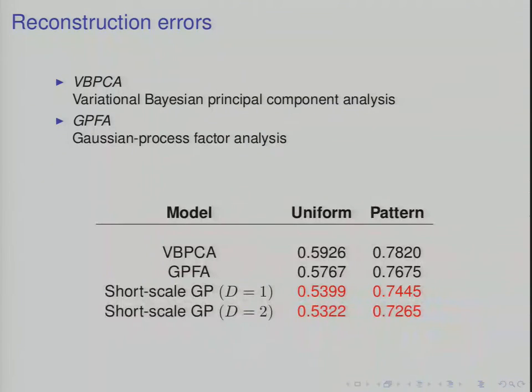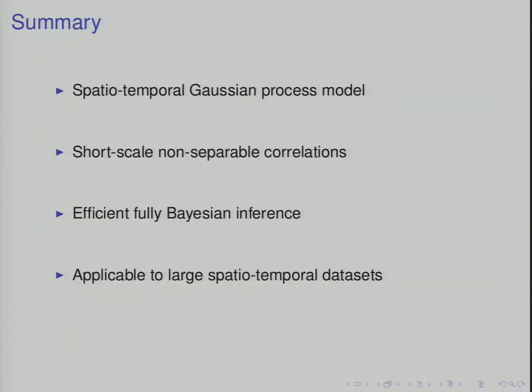Okay, so that's it, summarized. I presented a spatio-temporal Gaussian process model for short scale modeling. It had a non-separable covariance function, and I presented an inference method which draws samples of the hyperparameters and the function values, and it was applicable to very large spatio-temporal data sets. Okay, that's it. Thank you.